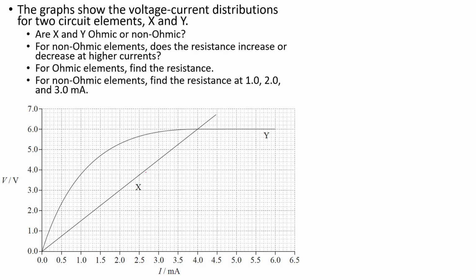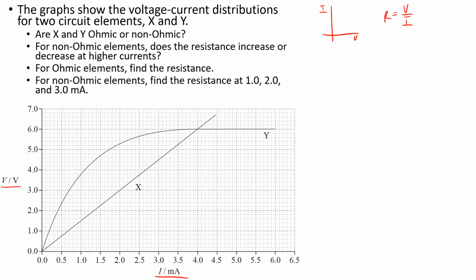Before we do that, let's look at the graphs. On our vertical axis, we have volts. On our horizontal axis, we have current in milliamps. So it's just a voltage current graph. It's not the same as the graphs that we saw before because those were current voltage, but we can still get resistance from it because R equals V over I.